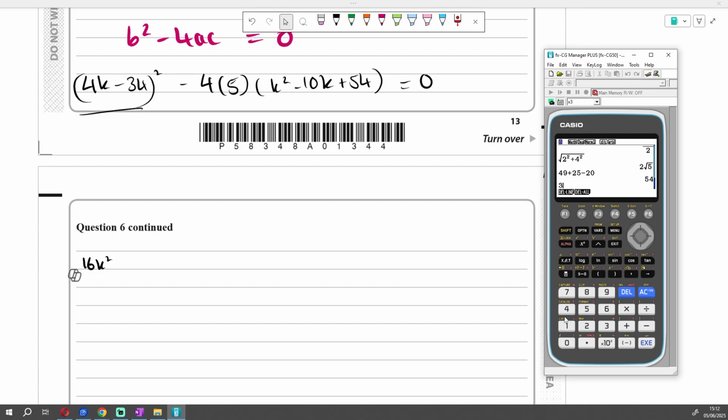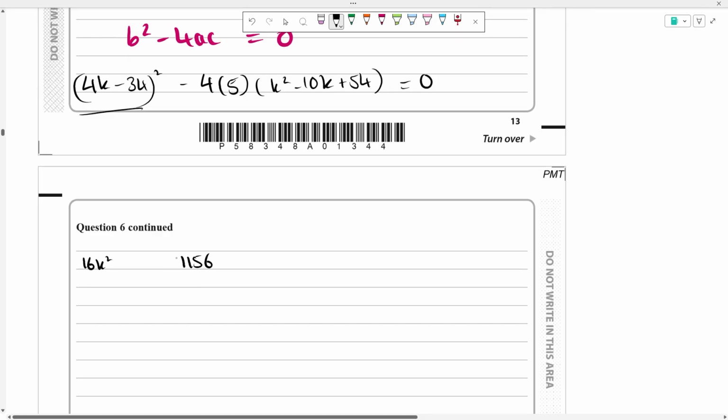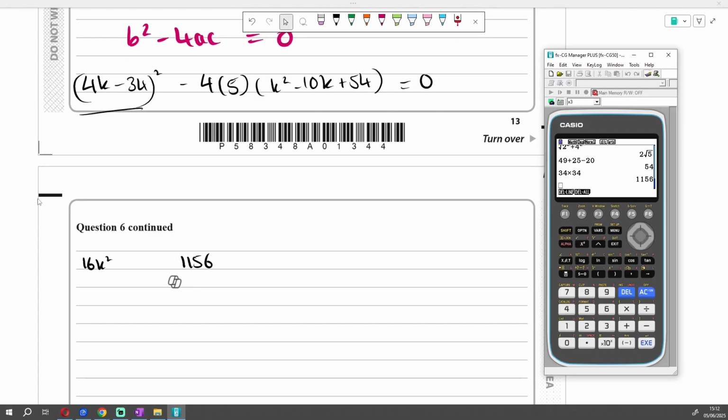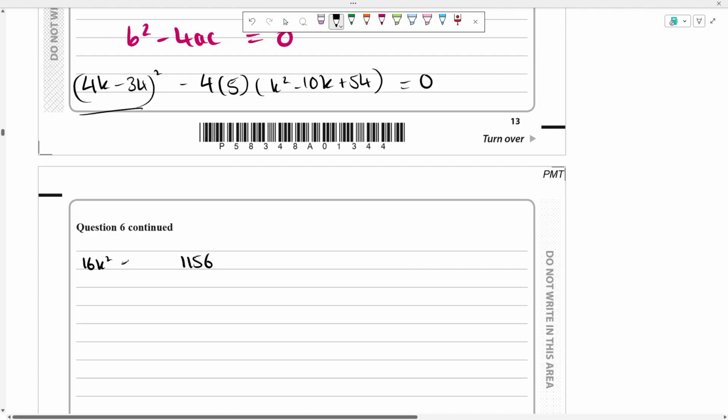So this gives me 34 times 34. That's going to give me 1156 on the end. And then in the middle, I'm going to do 4 times minus 34 times 2. That's going to give me minus 272. Okay, this is a nice quick way of expanding out double brackets.